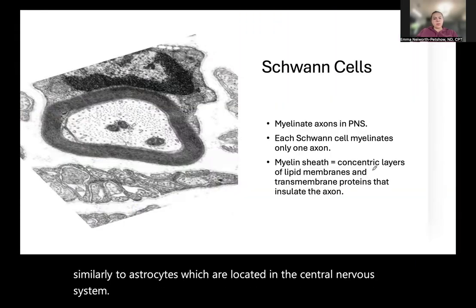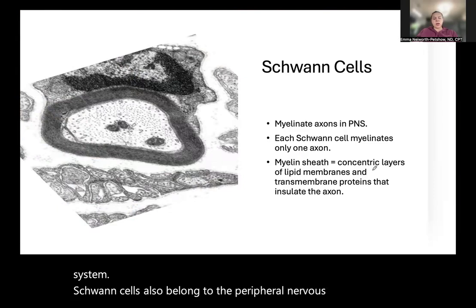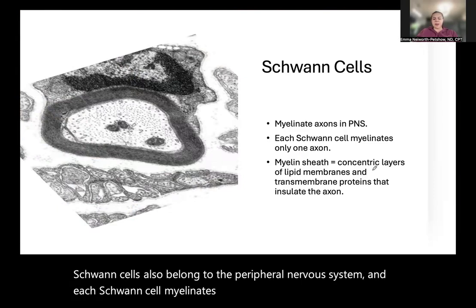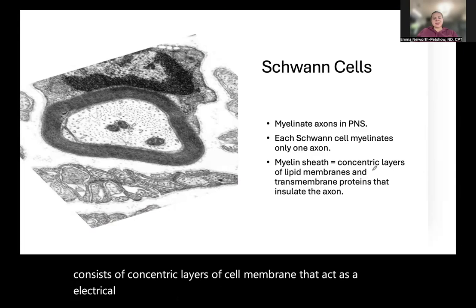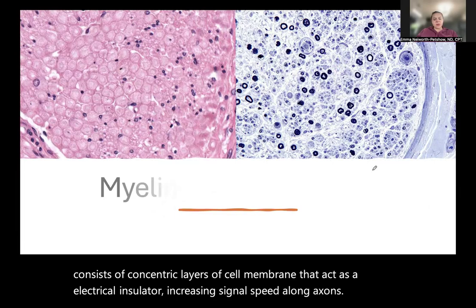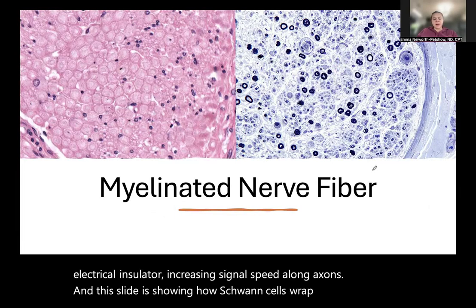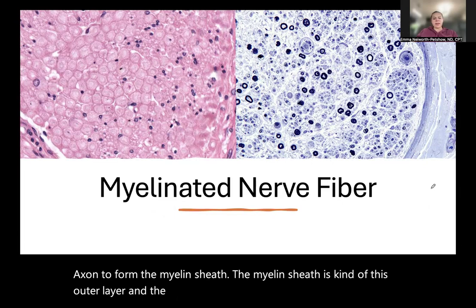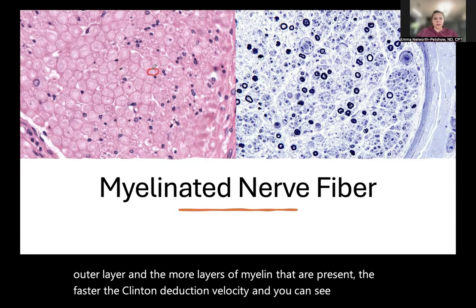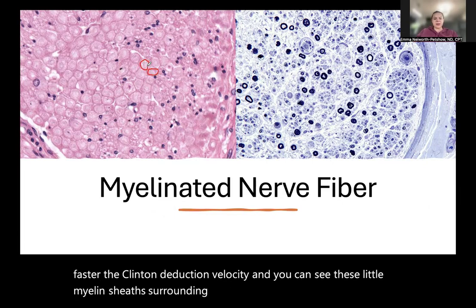Schwann cells also belong to the peripheral nervous system, and each Schwann cell myelinates one axonal segment. The myelin sheath consists of concentric layers of cell membrane that act as an electrical insulator, increasing signal speed along axons. And this slide is showing how Schwann cells wrap around a single axon to form the myelin sheath. The myelin sheath is kind of this outer layer. And the more layers of myelin that are present, the faster the conduction velocity. And you can see these little myelin sheaths surrounding these axons here.